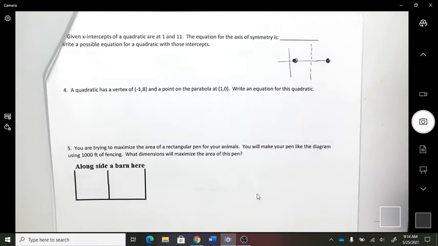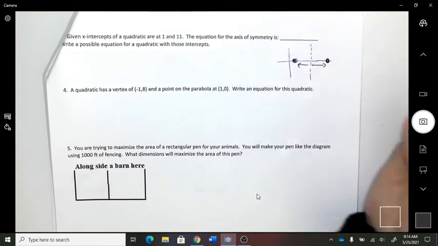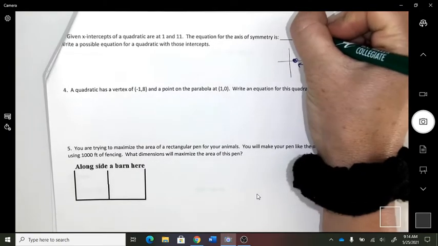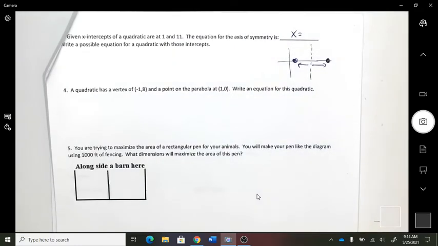It would have to be right in the center of them, right? Because these are symmetric points, so they have to be the same distance off of the axis of symmetry. So we have to write x equals, and does anybody know that x value then?